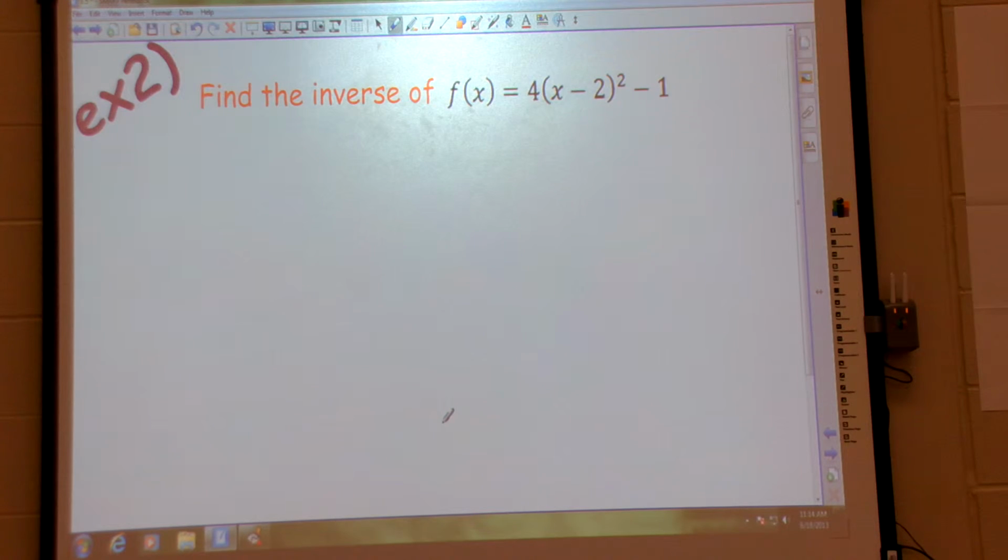f of x equals 4 times (x minus 2) quantity squared, minus 1. Now remember, if there's only one x, you can arrow diagram. And Alex, I know you're not an arrow diagrammer. Feel free to come in after school. I'll show you how to do it the old-fashioned way, which you're more than welcome to do. I'm going to replace this with y to make it easier.